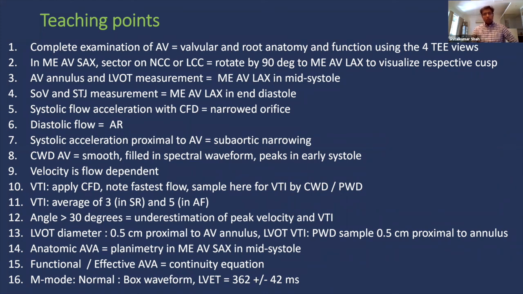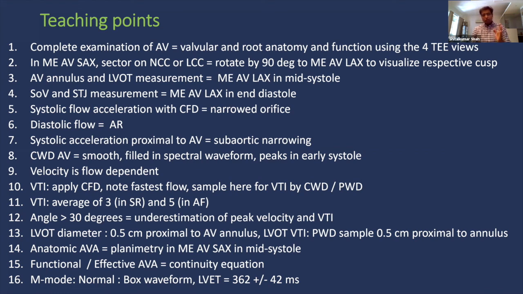The normal continuous wave Doppler of aortic valve is a smooth, filled in appearance and peaks in early systole. Velocity is flow dependent. So apply a color flow mode, note the fastest flow and sample here for the VTI for the continuous wave or a pulse wave Doppler. Average of 3 in terms of sinus rhythm, average of 5 in atrial fibrillation. If your angle is more than 30 degrees, that's going to underestimate the peak velocity and the VTI.